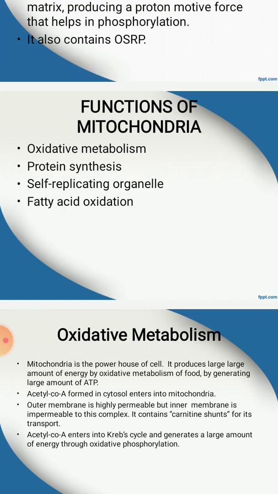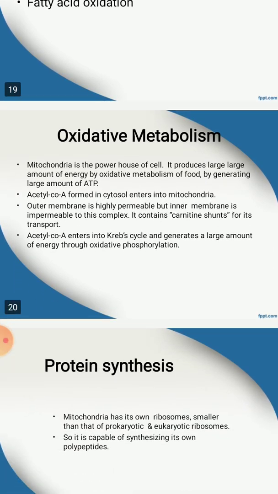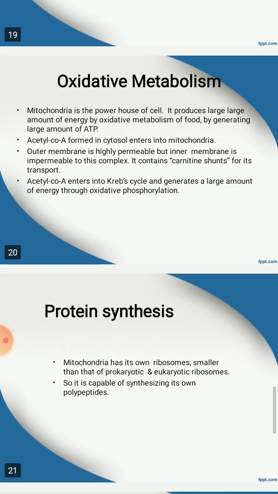Function of mitochondria. Its functions are oxidative metabolism, protein synthesis, self-replicating organelle, and fatty acid oxidation. Oxidative metabolism: mitochondria is the powerhouse of the cell. It produces a large amount of energy by oxidative metabolism of food, generating a large amount of ATP. Acetyl coenzyme A, formed in the cytosol, enters into mitochondria.